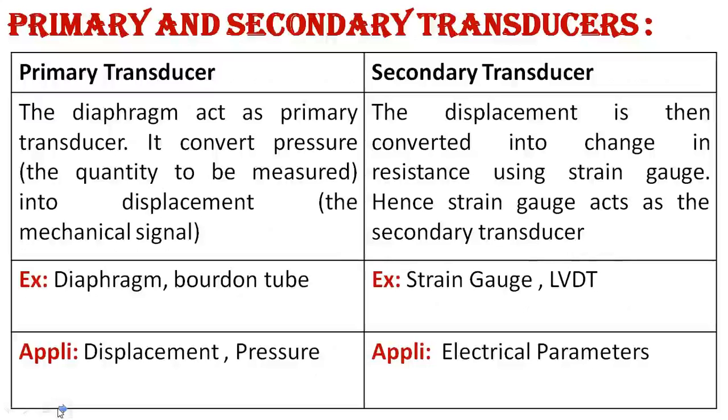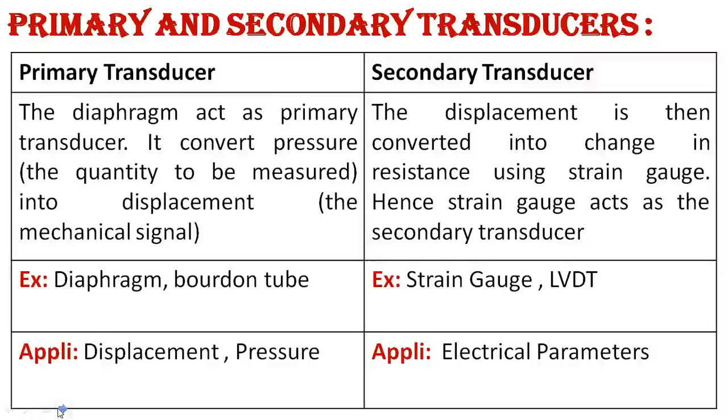The second type is the primary and secondary transducer. It is divided depending on how the conversion takes place. First is the primary transducer. The diaphragm acts as a primary transducer. It converts pressure, the quantity to be measured, into displacement, a mechanical signal. So the diaphragm senses the pressure and converts it into a displacement. That's why the diaphragm is known as a primary transducer.